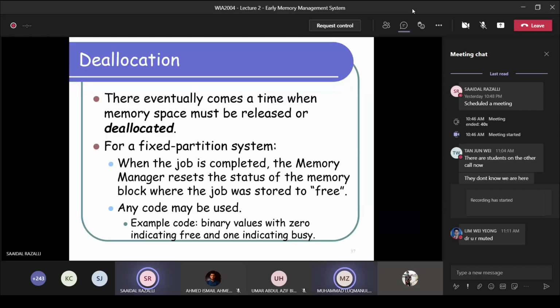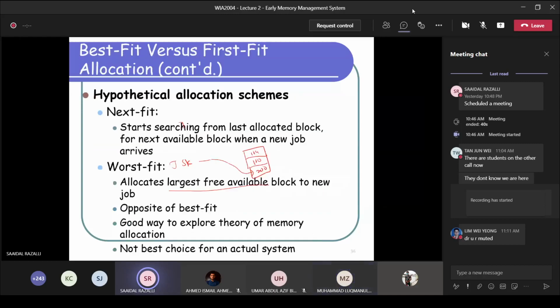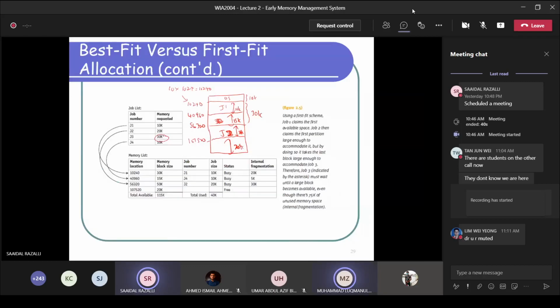Doctor, I have a question. Yes, what is it? For the slide number 29. J2 fits if we use the memory. This is the first fit scheme. J2. Why is J2 not put with J1? Because internal fragmentation is 20K. Memory block size, this one is 30K.